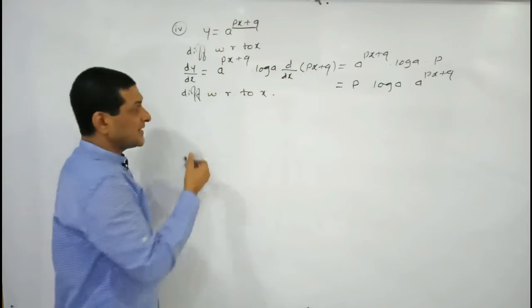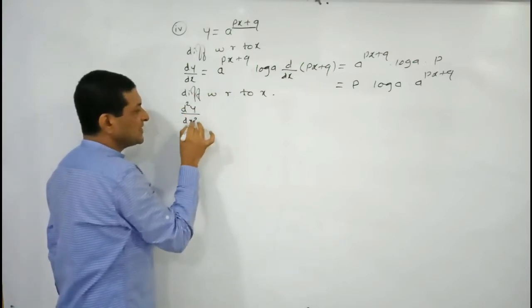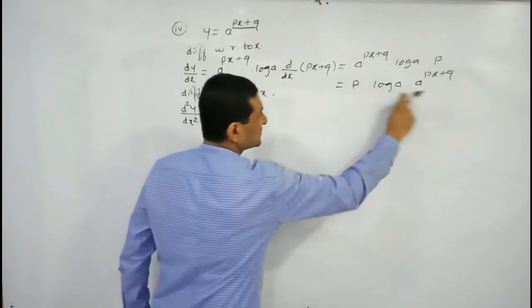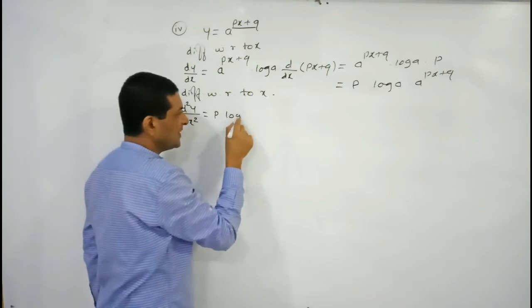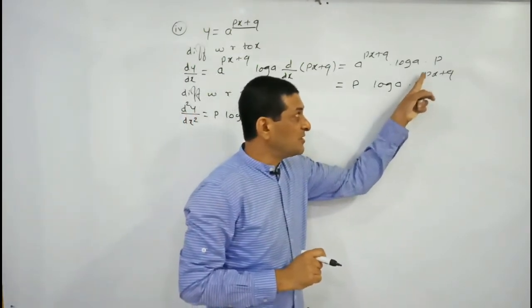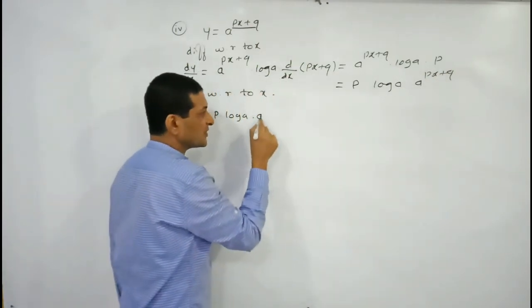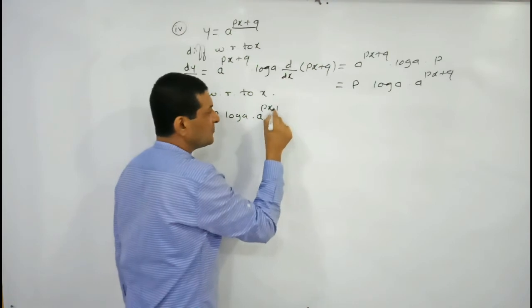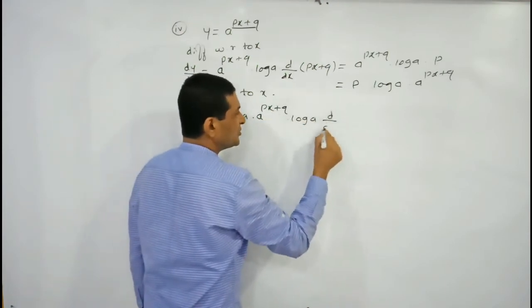Now to find the second order derivative, differentiate dy by dx, so its derivative is d2y upon dx square. So find the derivative of this value of dy by dx, p into log a, keep it as it is. Now we are differentiating this function which is in the form of a raised to power f of x. And the derivative of a raised to power f of x will be a raised to power f of x into log a into the derivative of f of x.